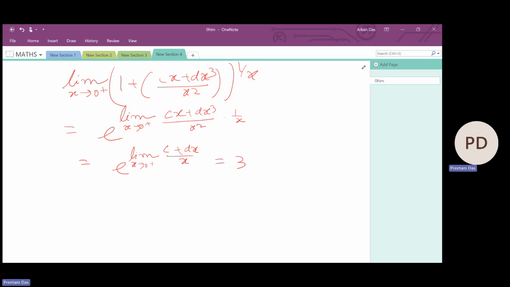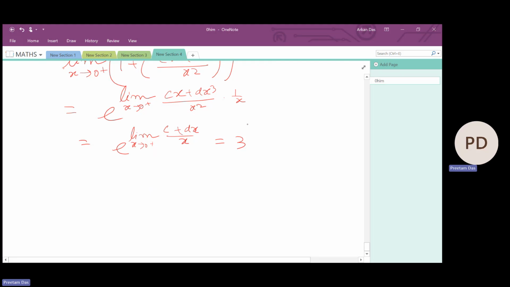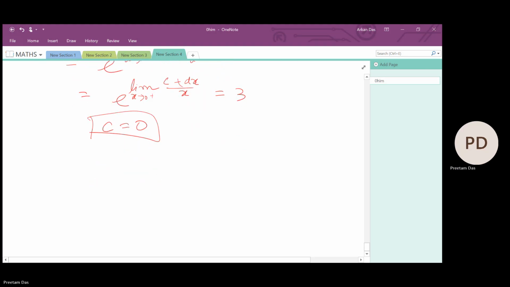Now if we see the numerator here, the limit will not exist if c is a non-zero number. It will become some constant by 0, which will be undefined. But since we are getting a proper value here, the limit should exist. So that means c should be 0. Once c is 0, e power d will be equal to 3. So now we can find whatever has been asked in the question.